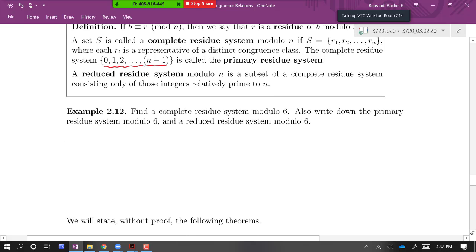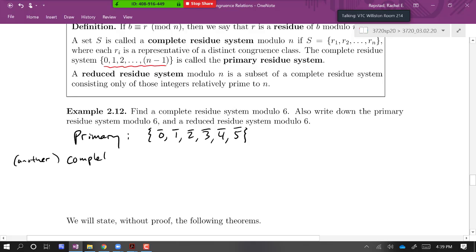So if we think about Z mod 6Z, the primary is just 0 through 5. The primary is always complete, but here's another complete residue system. Instead of 0, I'll take any multiple of 6, say 36. 1 more than a multiple of 6, 13. 2 more than a multiple of 6, 44. Let's see, negative 16 is congruent to 3 mod 6. 22, negative 25. That is a complete residue system.